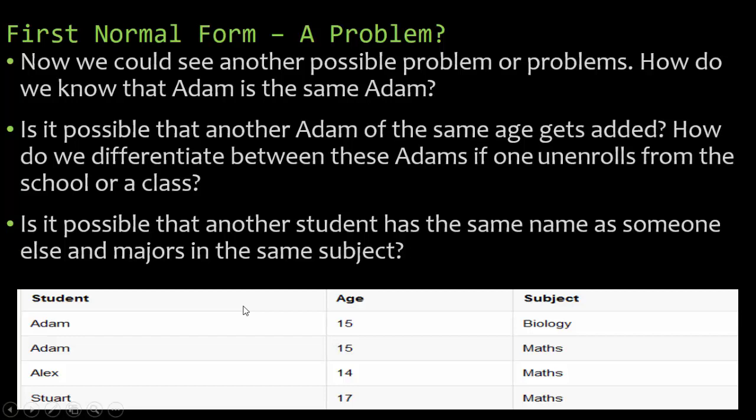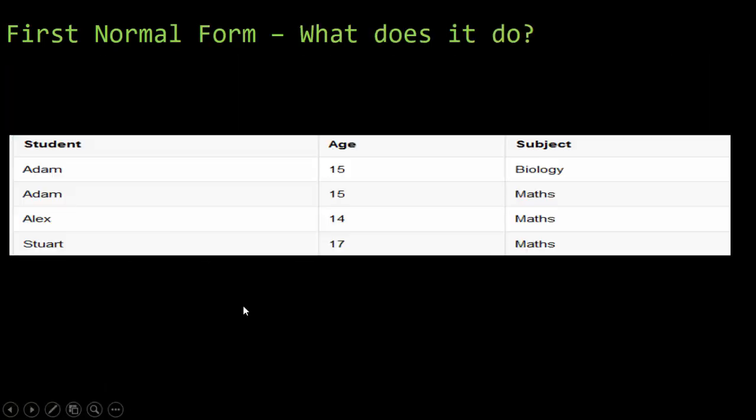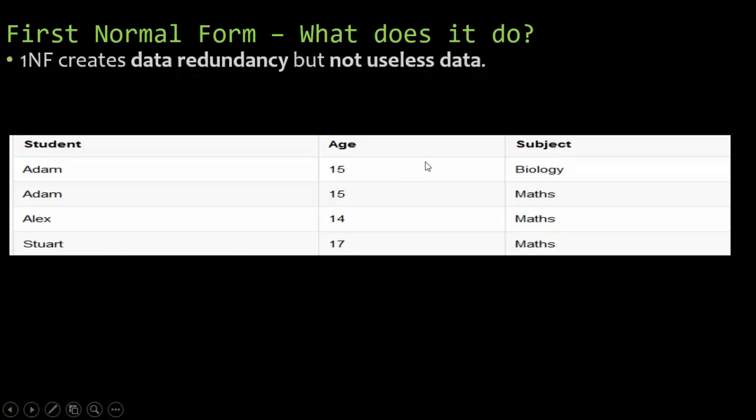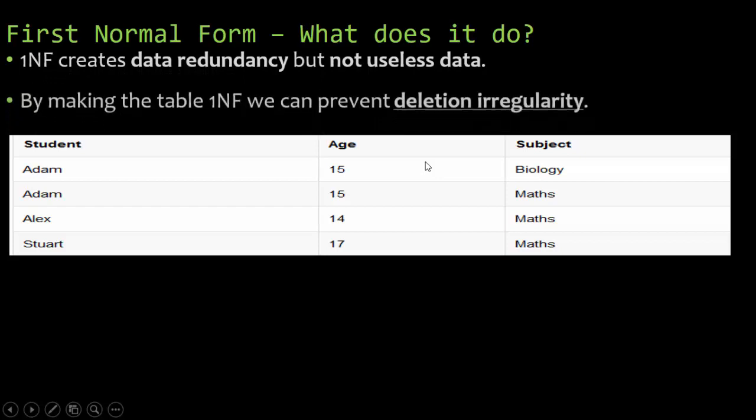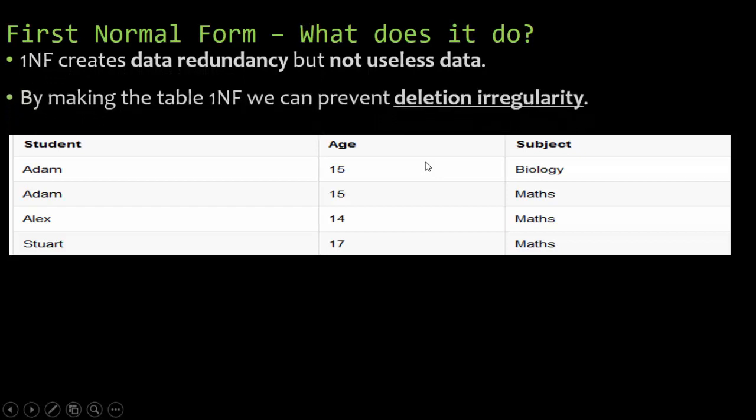Well, if we converted this to 1NF, how's that even helpful? So what does first normal form do if we still have those problems? 1NF creates data redundancy, but it doesn't create useless data. By making the table 1NF, we can prevent deletion anomalies. For example, if Adam drops biology, we can just cross him out. He hasn't been kicked out of the system because he's still taking math. But that still doesn't answer our question about Adam being unique.